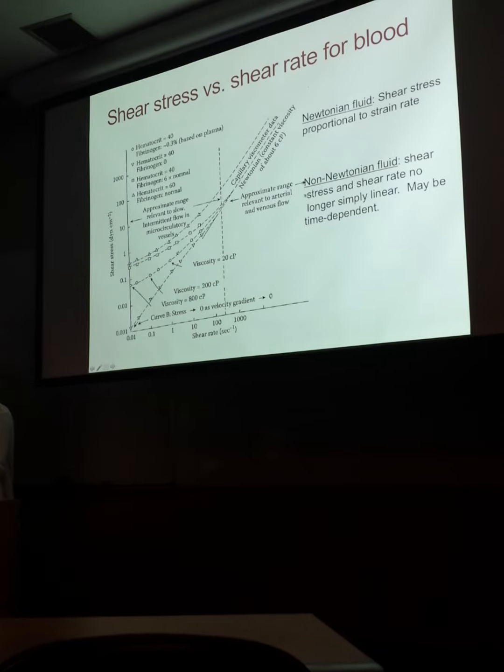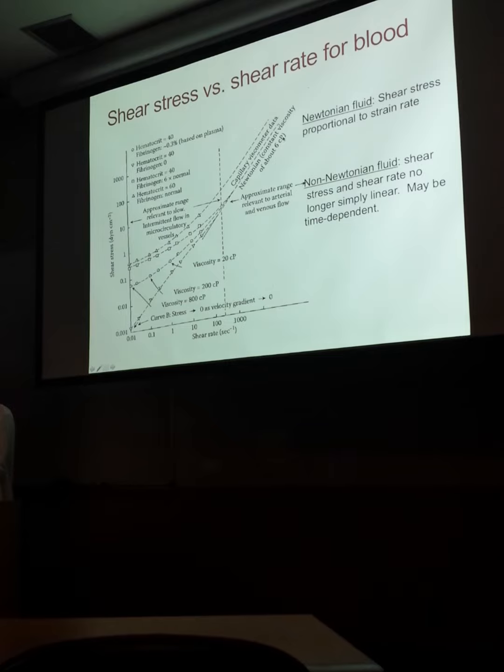So for a non-Newtonian fluid, this, and I don't know if I said it, but the constant of proportionality here is in fact the viscosity, right? So the slope here gives us viscosity.